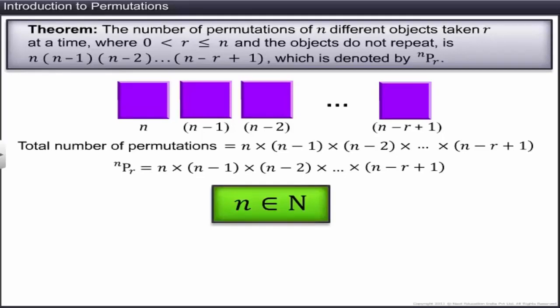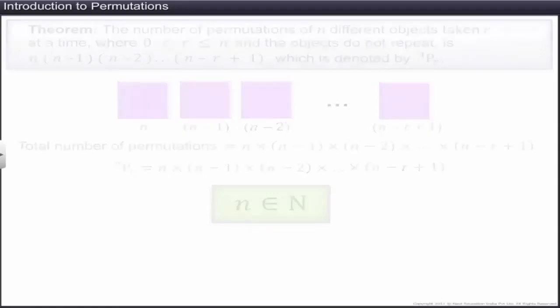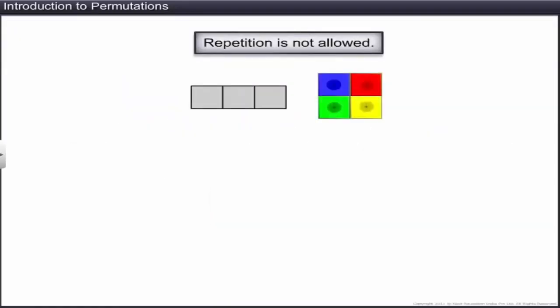To clarify this further, let's take up again the example of tiles that we saw earlier. Suppose we have 4 tiles to be filled in 3 places as shown. Here, repetition is not allowed. We have 4 different objects, which are 4 tiles of different colors. This implies n equals 4. There are 3 places in the frame. This implies that we take 3 tiles at a time to fill the frame. Therefore, r is equal to 3. Therefore, the number of arrangements can be done in 4P3 ways. This result is similar to the one we saw earlier.